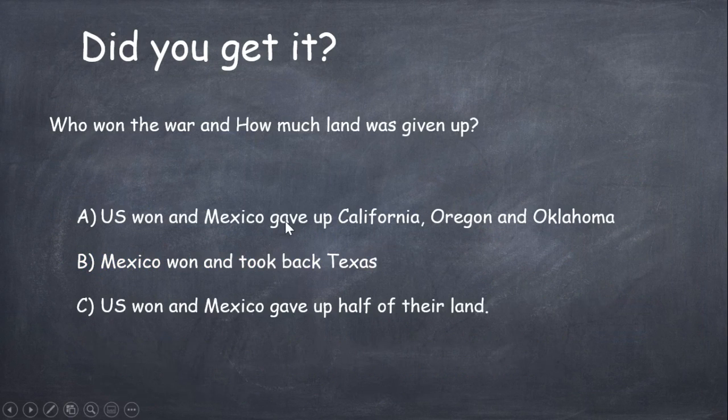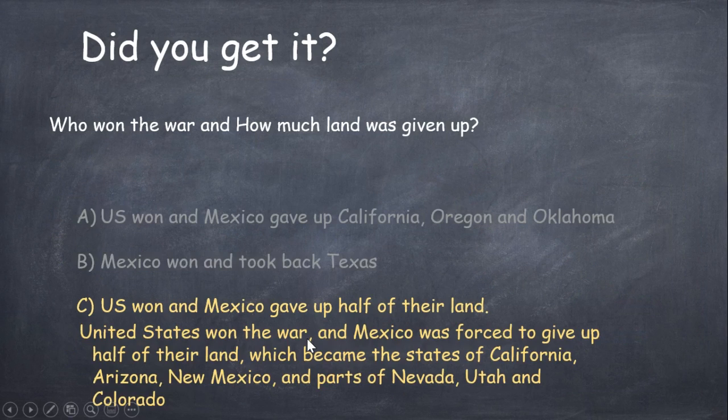Who won the war and how much land was given up? Okay, so was it U.S. won and Mexico gave up California, Oregon, and Oklahoma? Mexico won and took back Texas? Or U.S. won and Mexico gave up half their land? All right, so this was it. The United States won and Mexico was forced to give up half their land, which became the states of California, Arizona, New Mexico, parts of Nevada, Utah, and Colorado.